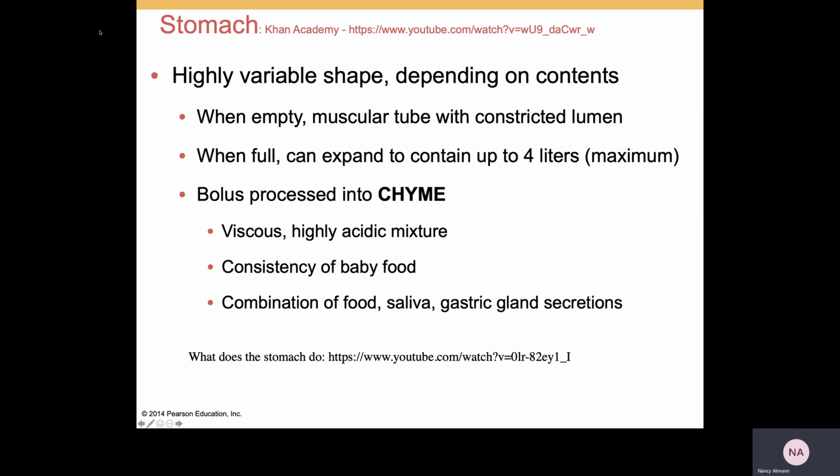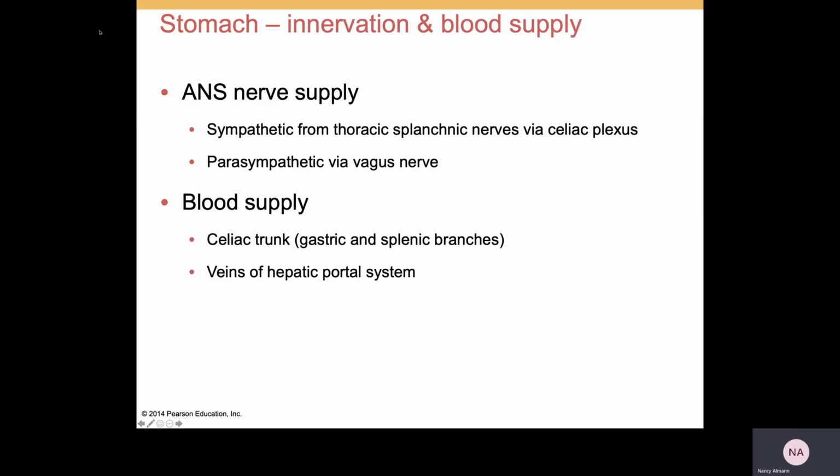We know that we swallow a bolus. That bolus will move down along the esophagus to reach the stomach. Once that bolus is processed within the stomach, it is now called chyme, and chyme sort of has the consistency of baby food. It is pretty acidic because the stomach is going to be producing HCl, and it's a combo of food, beverages, saliva, and the gastric gland secretions that we'll talk about in the next couple of slides.